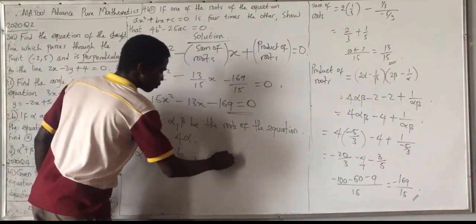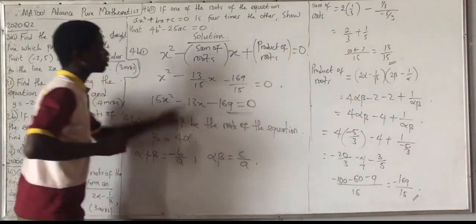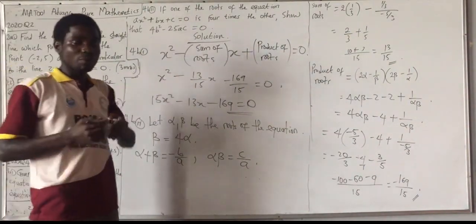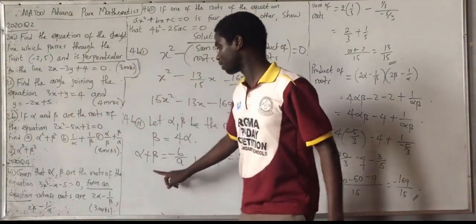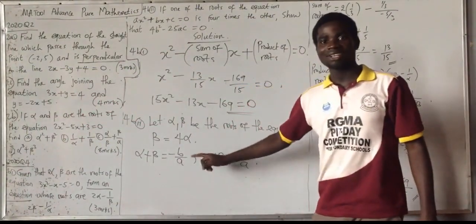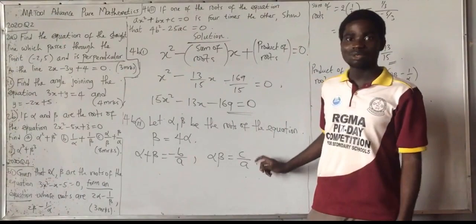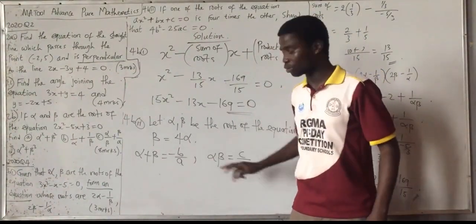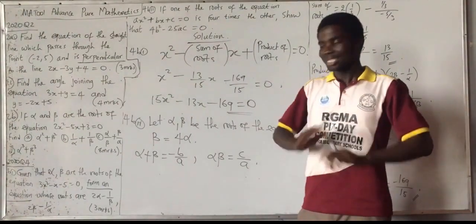Whenever you see this type of question, show that 4b squared equals 25ac, this is what they want you to play with. Play with alpha plus beta, minus b over a, and alpha beta, c over a. You will get the answer. What you just need to do is make use of these two things. You will get the answer.